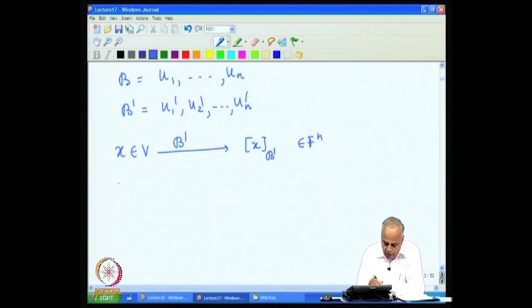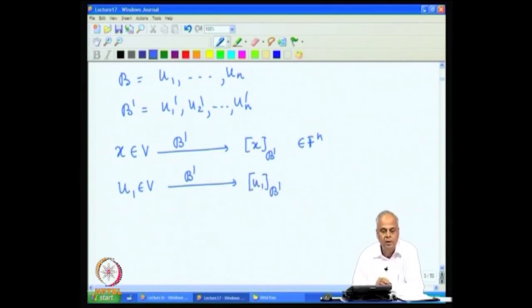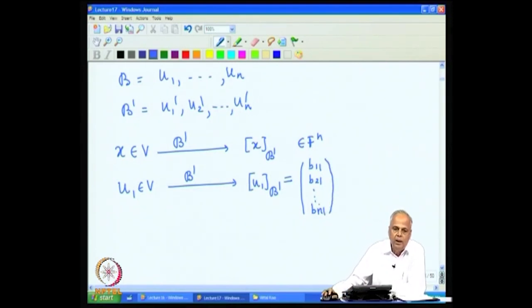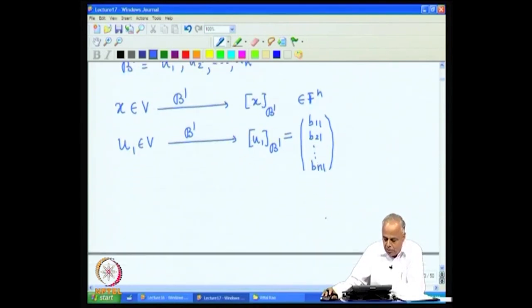transformation, or this digitization, using the basis B prime for the B vectors. So, in other words, I can take x to be u1, u1 is certainly in V. So, I can use B prime. So, I should get a vector in Fn which is representing u1 in the basis B prime. Since this is a vector in Fn, let us denote it by b1, b2, bn. And in order to make sure that we do not forget that we are representing the first vector in the B basis, we will put an additional index here, 1, the second index denoting that we are looking at the representation of the first vector in the B basis.